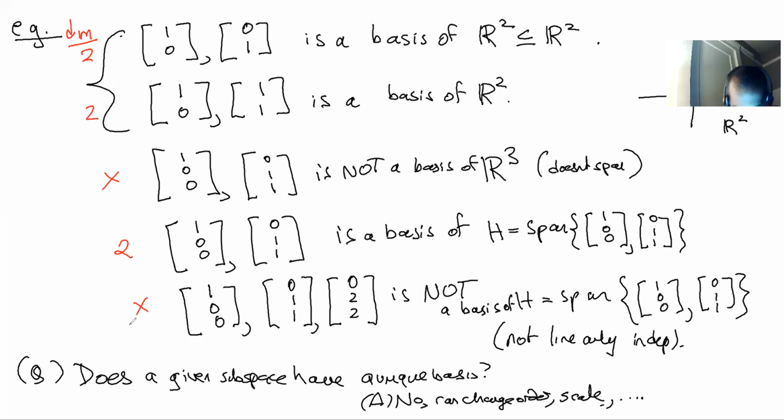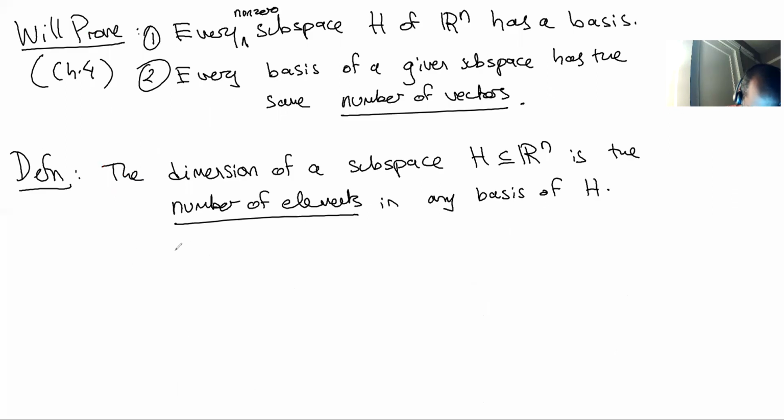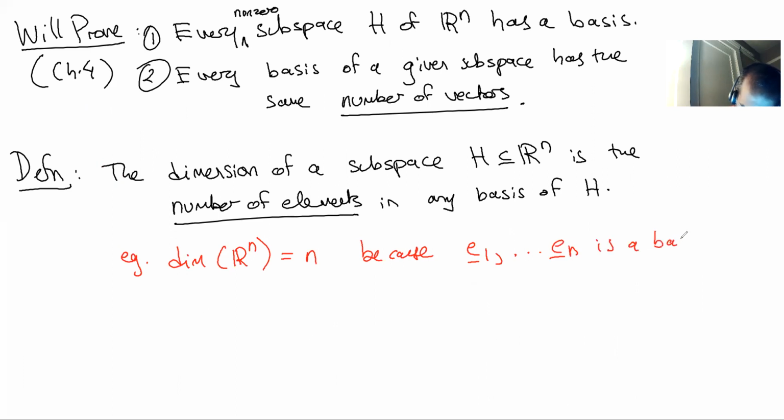But in general, for example, the dimension of Rn is equal to n because the standard basis is a basis. So this lines up with our intuitive notion of dimension, that Rn is n-dimensional. So any questions about the definition of dimension of a subspace?